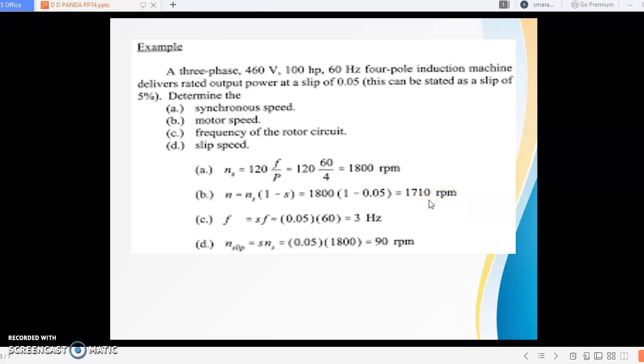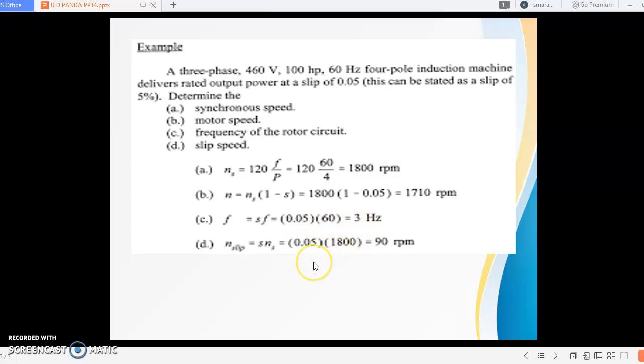that is 1710 RPM. Next, the frequency of the rotor circuit is to be calculated, whose formula is S into f, slip into system frequency. Slip value is given as 0.05 and the frequency value is given as 60. So, by multiplying 0.05 and 60, the frequency value will come like 3 Hz.